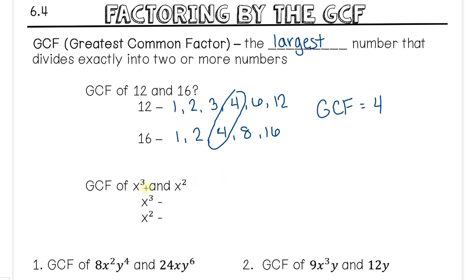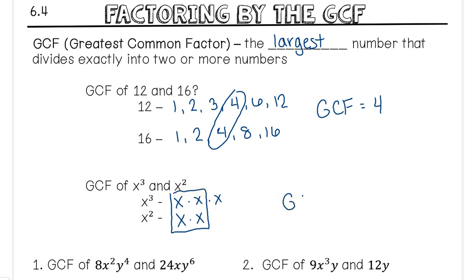Now let's look if we have variables. So we need to find the GCF of x squared and x to the third. So if we look at x to the third, let's think of that as just breaking it up. We have 3 x's in this, and then x squared, we have 2 x's. So we want the amount that they have in common that you can divide out. So they both have 2. That's the max you can take out.